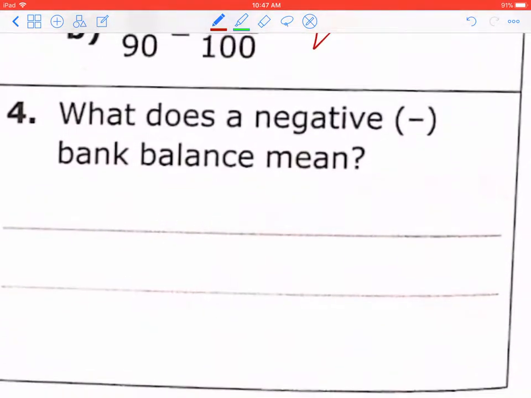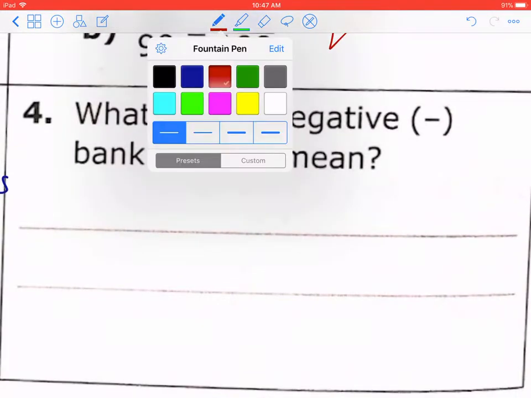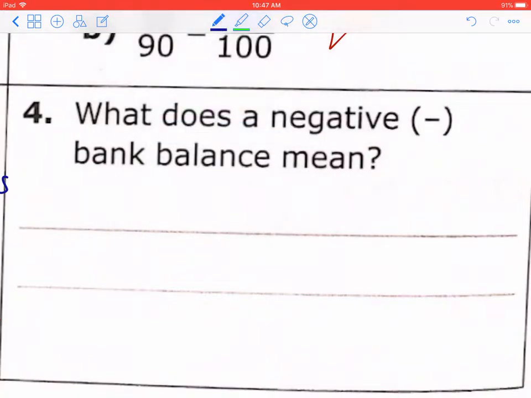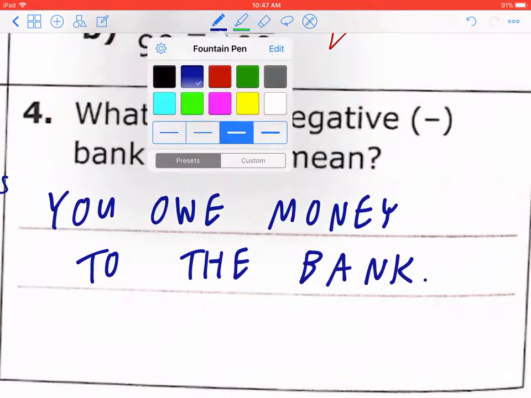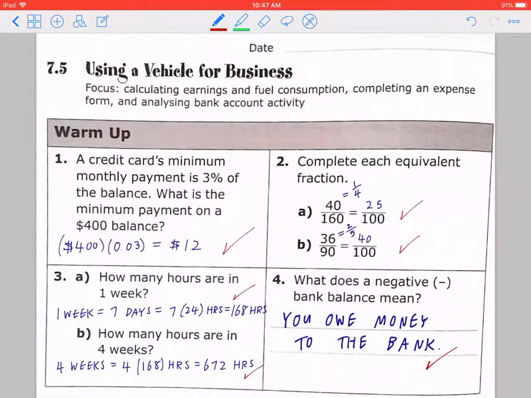Number 4, last but not least, what does a negative bank balance mean? So if you think about this, if there's a negative bank balance, it simply means you owe money to the bank. You owe money to the bank. And that is the warm-up for 7.5. I hope this makes sense.